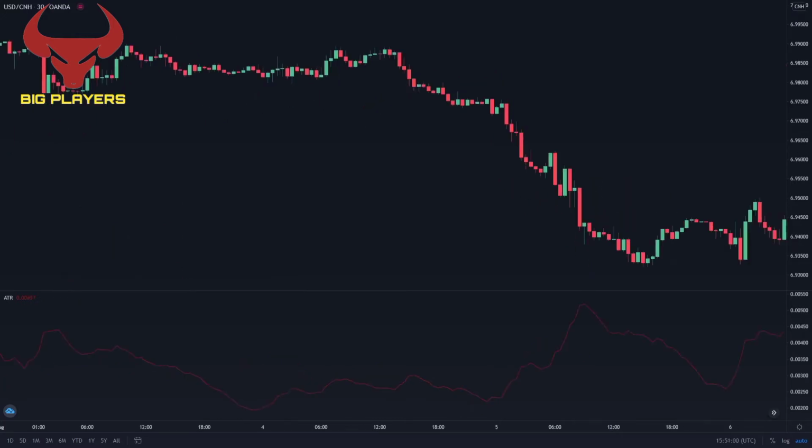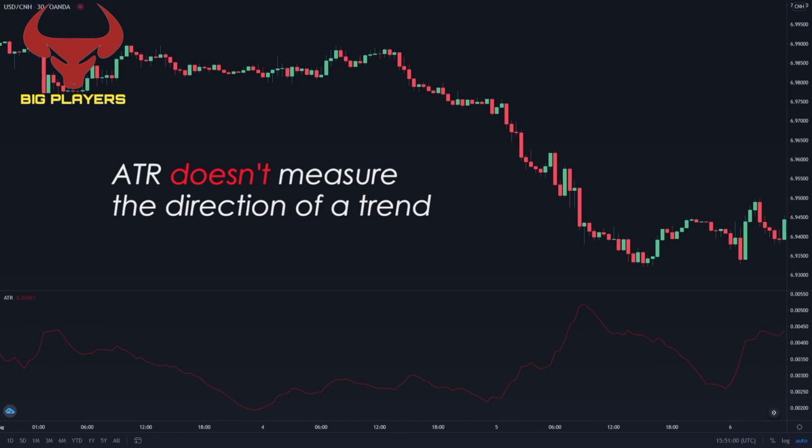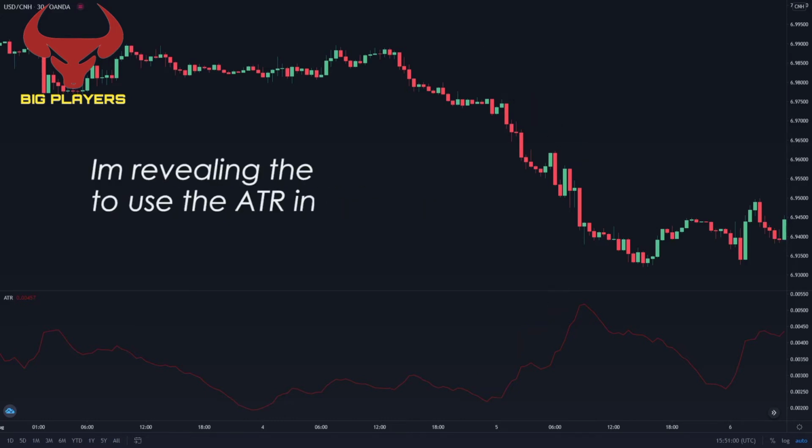But disclaimer, the ATR does not measure the direction of a trend. Just because the ATR is heading upwards doesn't mean that the price is uptrending. So now, I'm revealing the best way to use the ATR indicator.